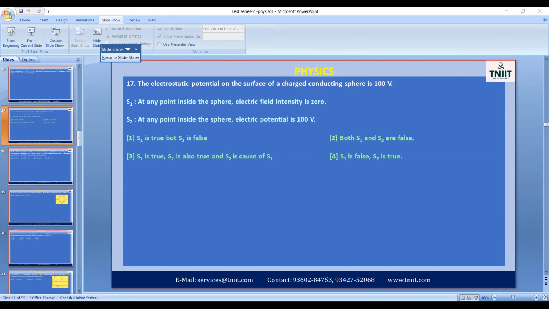So what is the potential drop across 4 ohm? Potential drop across 4 ohm is V equals IR, no? So 4 into 1, that is 4 volt. What is the potential difference across 3 ohm? It is 3 into 2, that is 6 volt. But they're asking you to find the potential difference between VA and VB, that is 6 minus 4, that is 2 volt. So the potential difference is 2 volt.